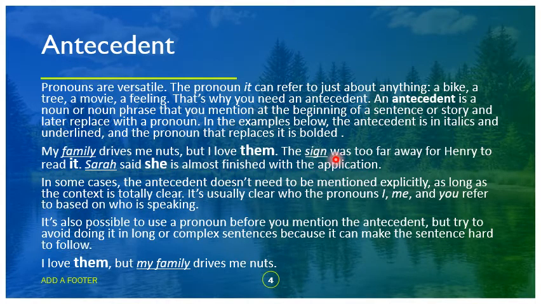Second example: the sign was too far away for Henry to read it. Now, sign is the antecedent. This is the first noun because it is referring to this noun. It is the pronoun and it is referring to this noun. So, this noun is known as the antecedent.